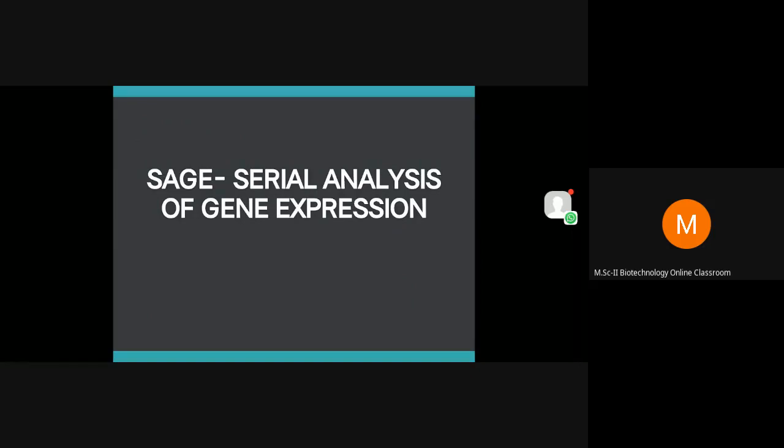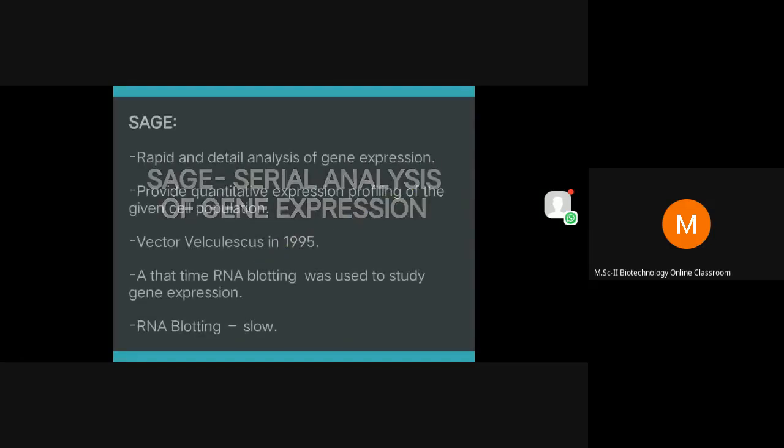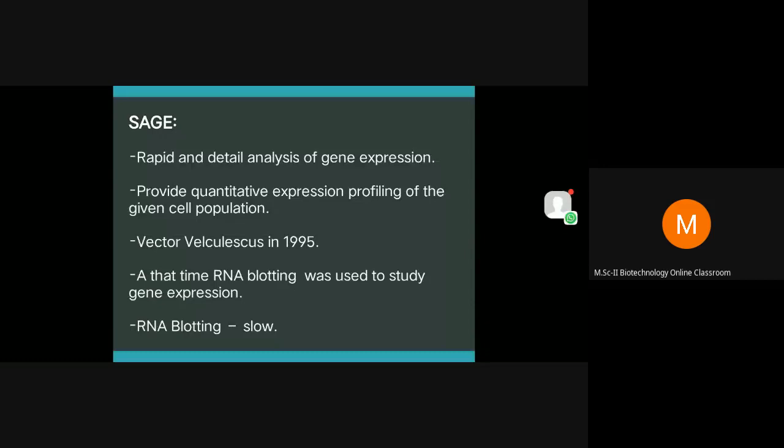SAGE is serial analysis of gene expression. SAGE is a technique which allows us to rapidly and digitally analyze the overall gene expression of a sample or interested cell. SAGE also provides us a quantitative expression profiling of a given cell population.